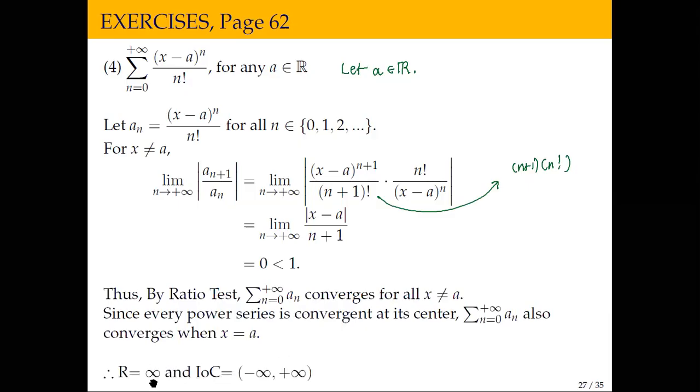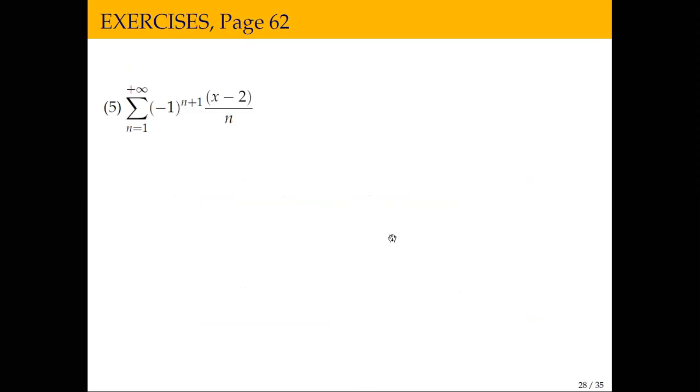Therefore, your radius of convergence is infinity and your interval of convergence is the real number line. And this is your conclusion for number 4. For number 5, we have the following.